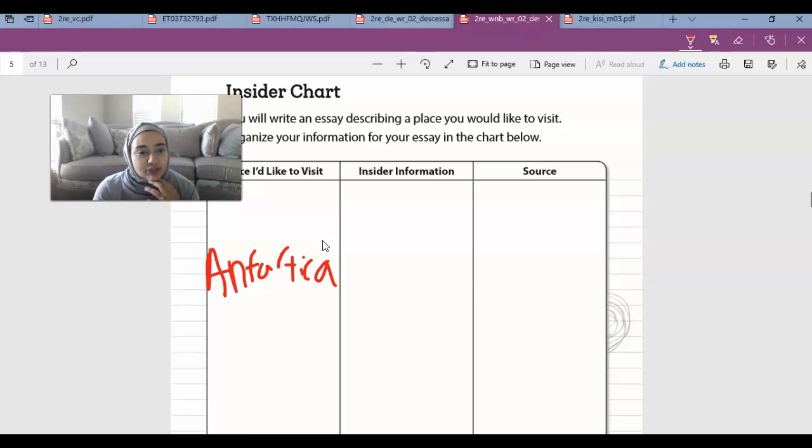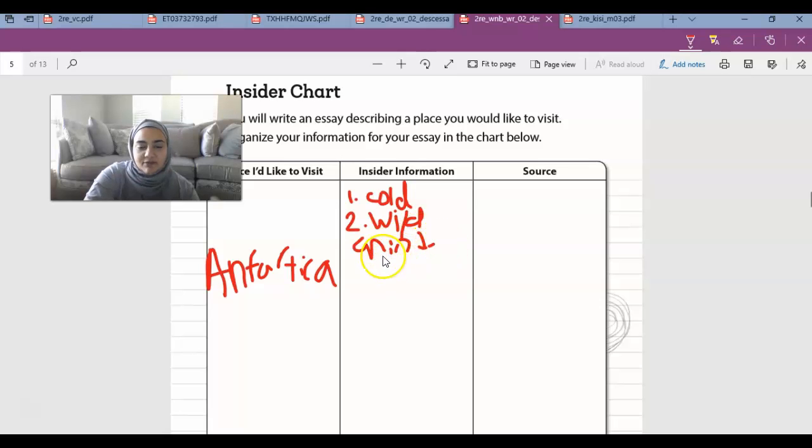Okay, so what do I know about Antarctica? I'm going to write everything I know. I don't know a lot, but I know some things. I know that it is always cold there. So I'm going to write 1. The weather is always cold. I know there are a lot of wild animals that I'd like to see. And then I'll write what the wild animals are. There are penguins, there are killer whales, there are polar bears. And then here, how do I know that? Because I've read a book about Antarctica.